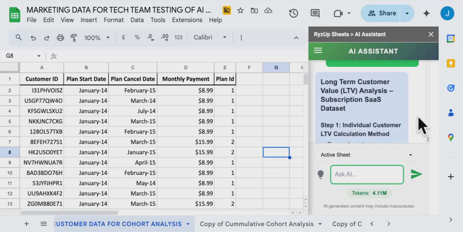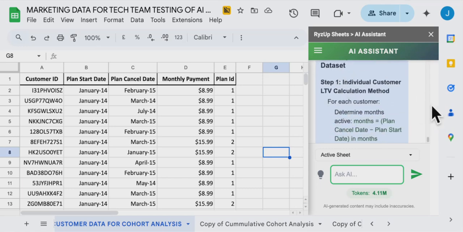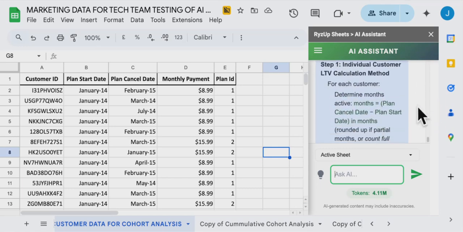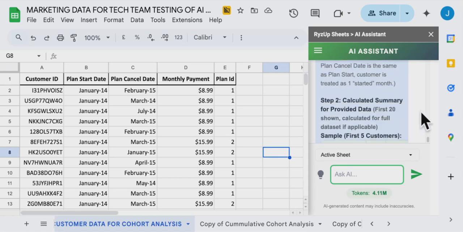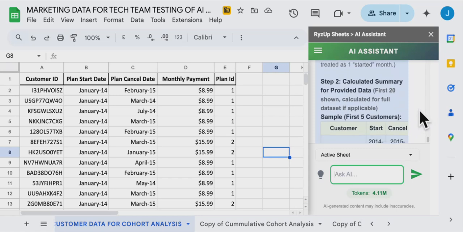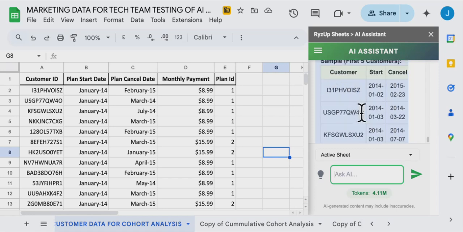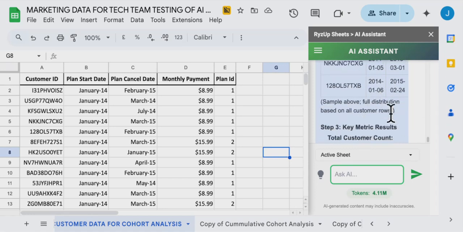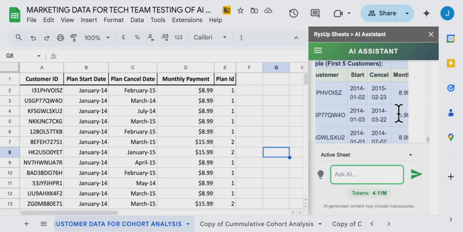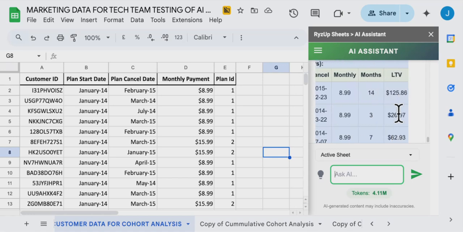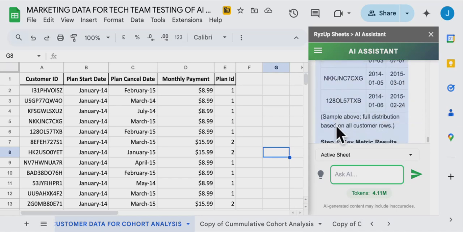Long-term customer value analysis for subscription SaaS data set. It's one where it talks about individual customer calculation method. It explains how it's going to calculate the LTV. Then it goes on to calculate the summary for the provided data. It goes on and takes the individual customers. It is able to generate even more insights if required. So it starts by the start date, the cancel date, monthly price, number of months, and then calculates the long-term customer value.